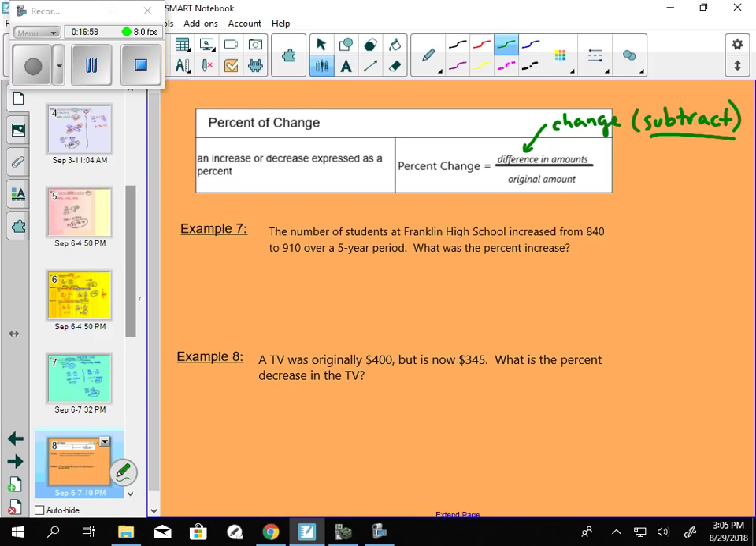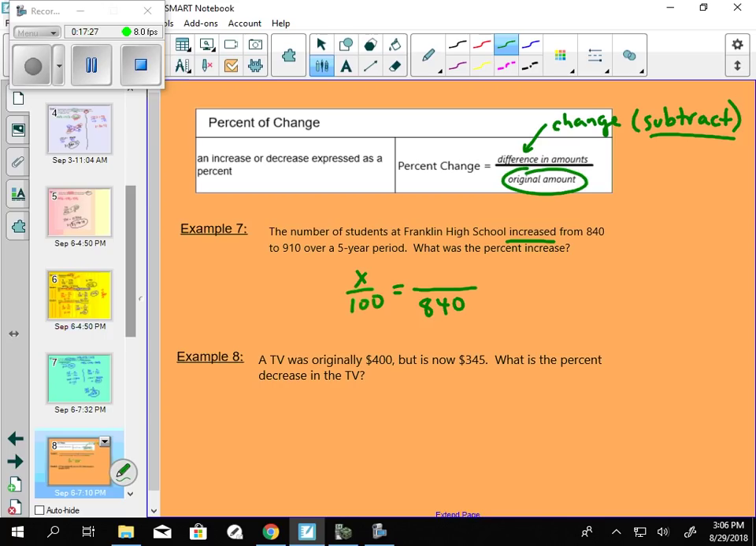So looking at example 7, the number of students at Franklin High School increased from 840 to 910 over a 5-year period. What was the percent increase? So what percent out of 100 would result in this change? Here's where we want to put our original amount on the bottom, from 840. So 840 is our original amount. On top, we need the difference.